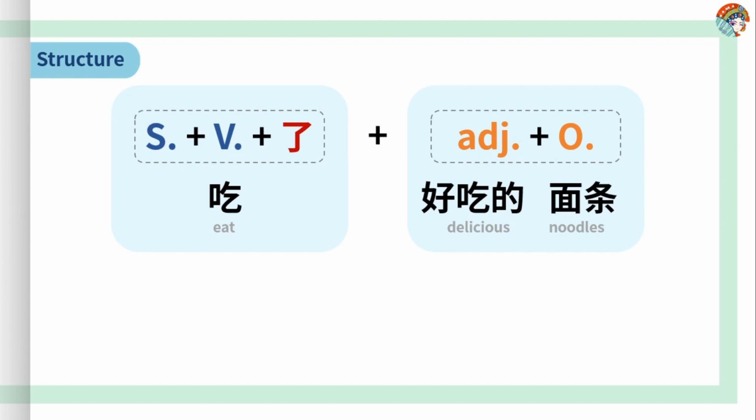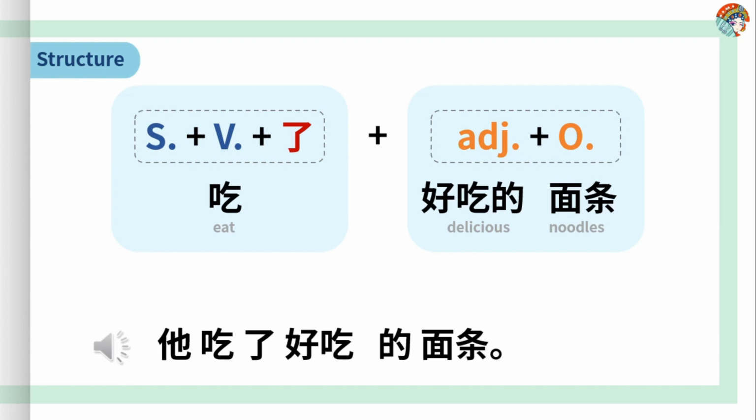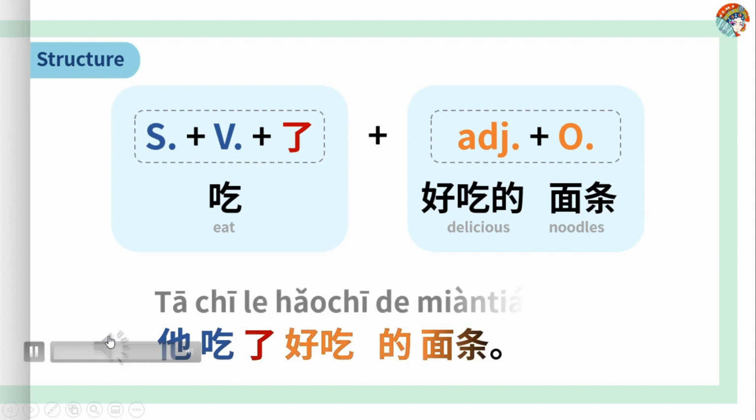So let's see the whole sentence. 他吃了好吃的面条. Okay, let's listen and repeat. Okay, let's continue.